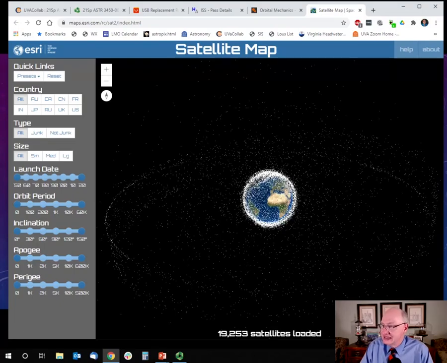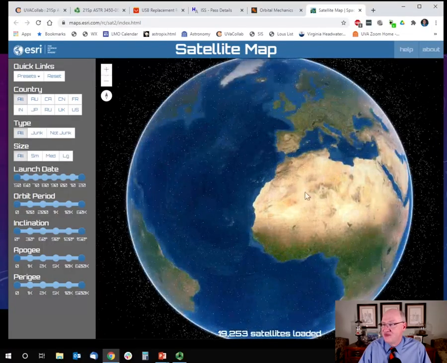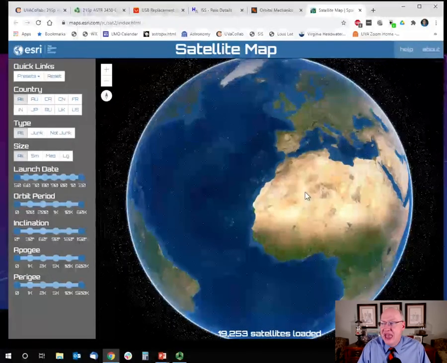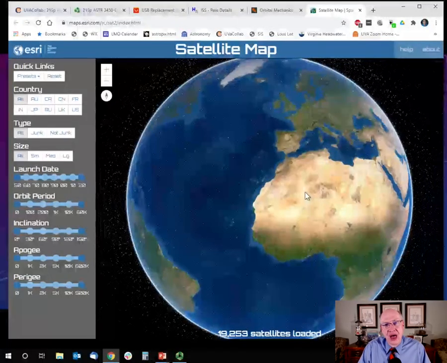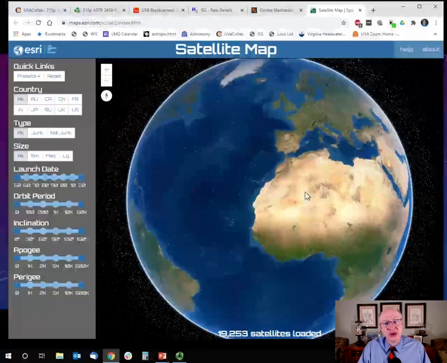So this is 19,253 satellites that they downloaded from the NORAD catalog of satellites of objects. And you can see here that the vast majority of objects are in low Earth orbit. In fact, if I just zoom in here, you can just see the vast number of satellites, rocket bodies, debris. I mean, what you're looking at here are not all operational satellites. About half of them are going to be rocket bodies.